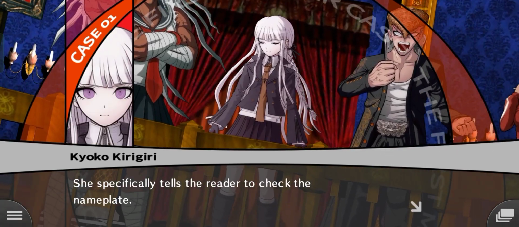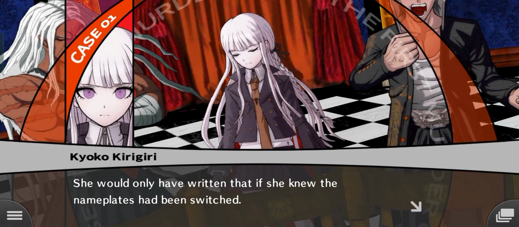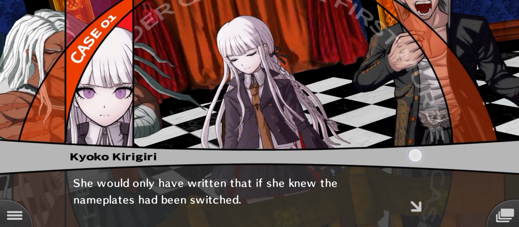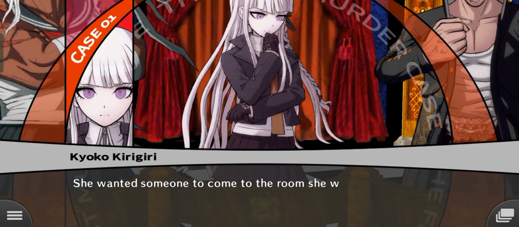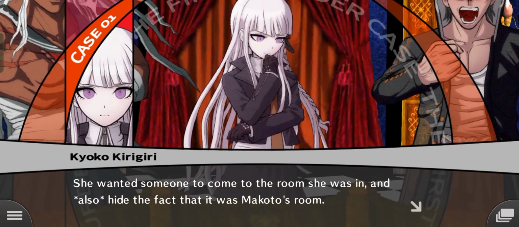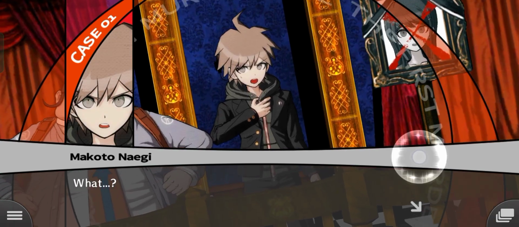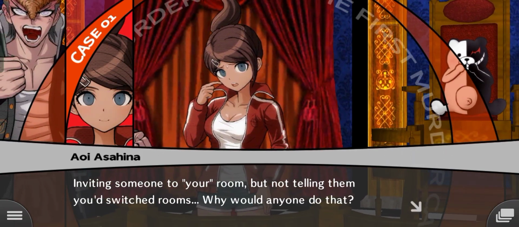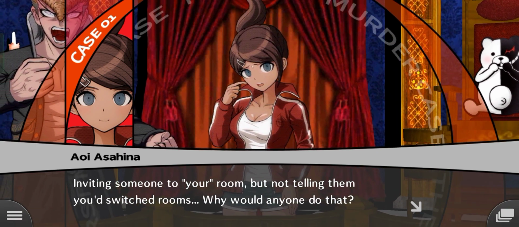She specifically tells the reader to check the nameplate. She would only have written that if she knew the nameplates had been switched. But why would she switch them in the first place? She wanted someone to come to the room she was in, and also hide the fact that it was Makoto's room. What? Inviting someone to your room, but not telling them you'd switched rooms. Why would anyone do that?